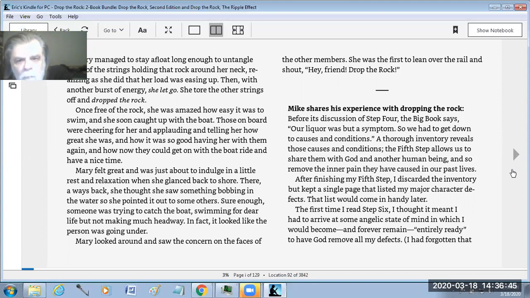In fact, it looked like the person was going under. Mary looked around and saw the concern on the faces of the other members. She was the first to lean over and shout, "Hey, friend, drop the rock."